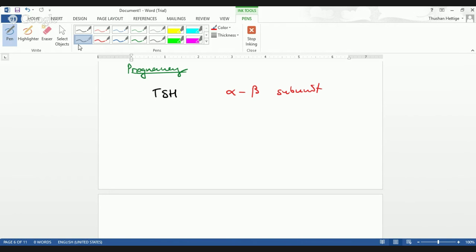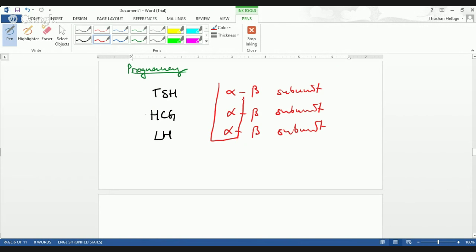And similarly, another hormone called HCG also has an alpha and a beta subunit. TSH, HCG and, in fact, LH, you know LH also has an alpha and a beta subunit? It turns out that the alpha subunits of these 3 hormones are the exact same and the beta subunits are very different.